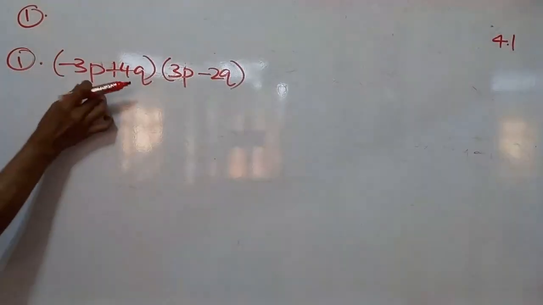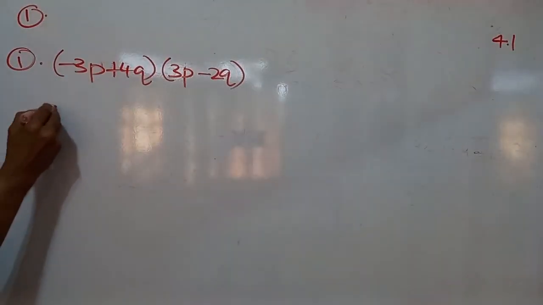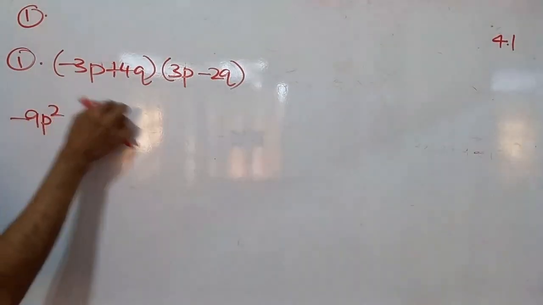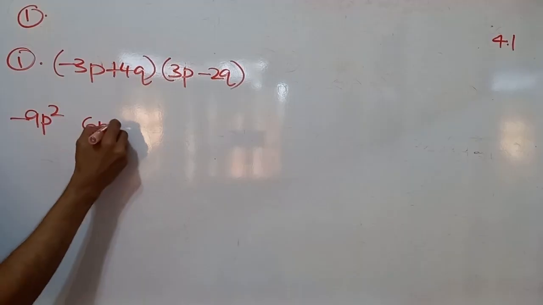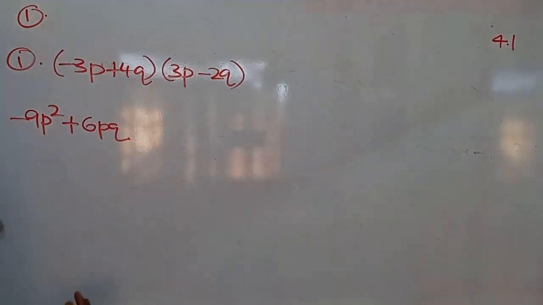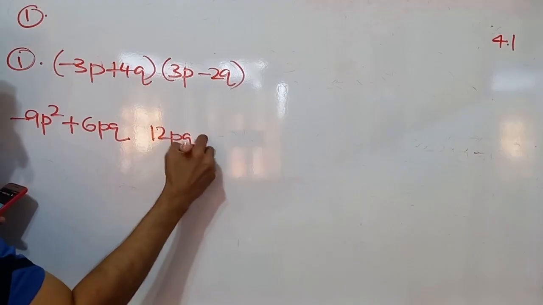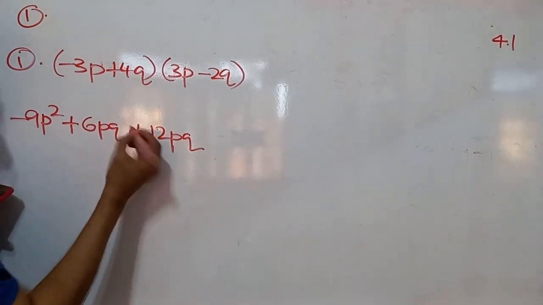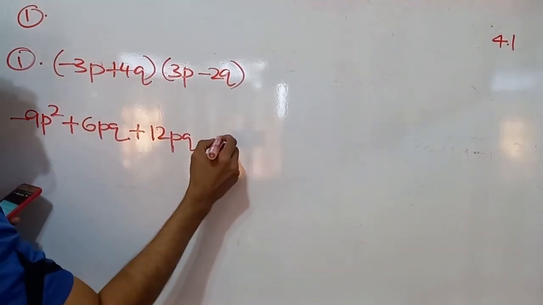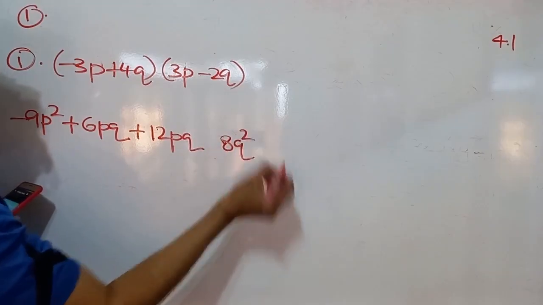12x squared negative 11xy negative 15y squared. Right? So 3p into 3p we have what? 9p squared. So that is negative. 3p into 2q, that is 6pq. That is positive. 4q into 3p, that is 12pq. That is also positive.